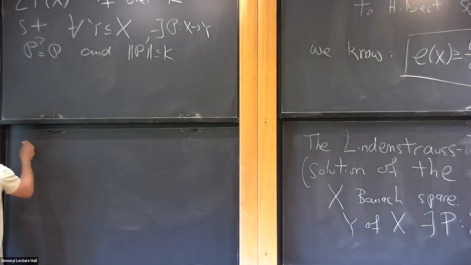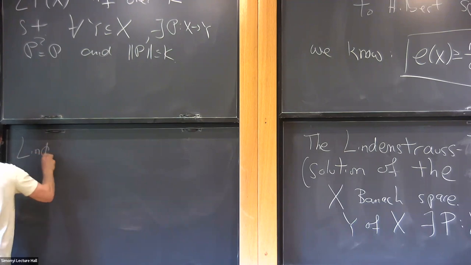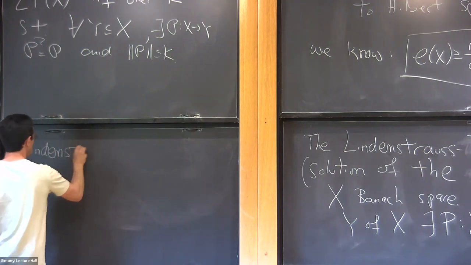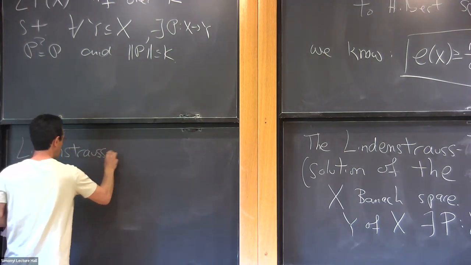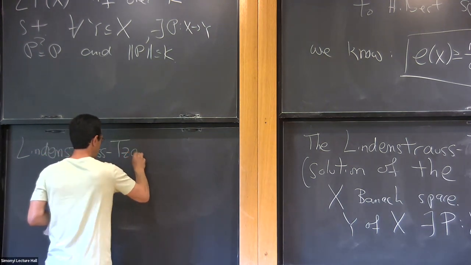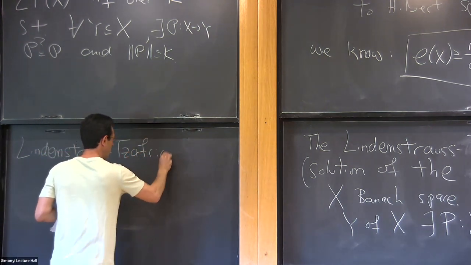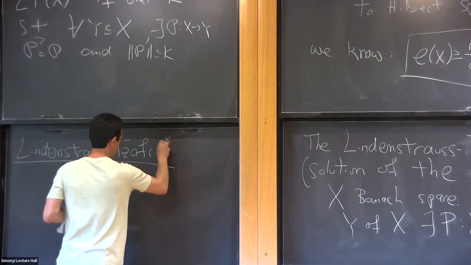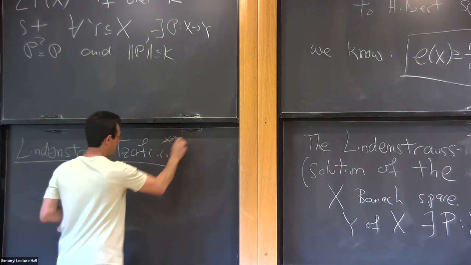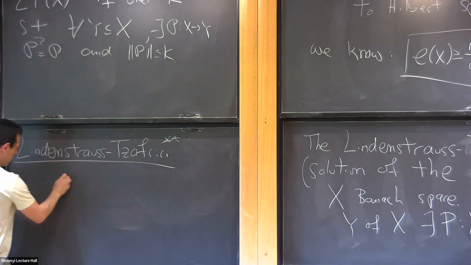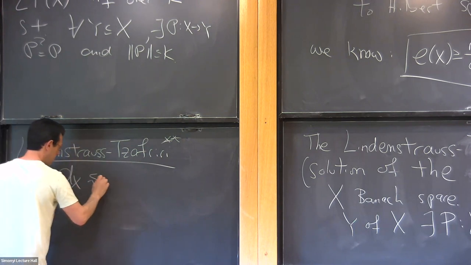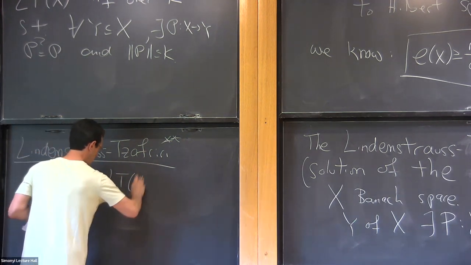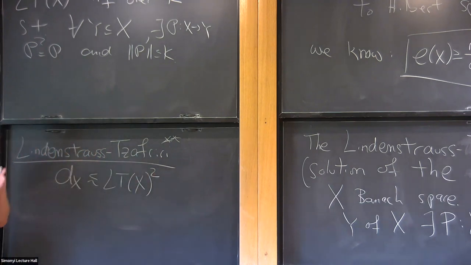So in the quantitative theory, that's what your proof gives: d of X is at most LT of X squared. Okay, so that's what the proof really gives.